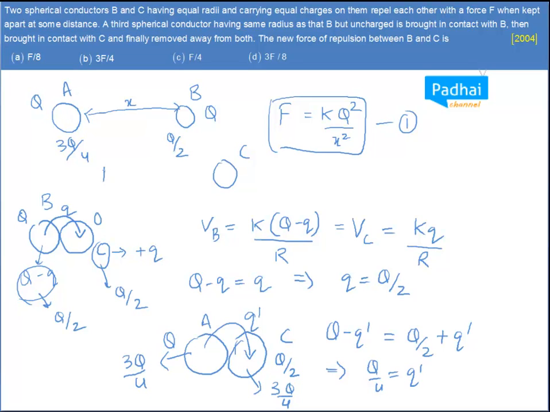So what is the force F dash, if I talk about, this will be K into 3Q by 4 into Q by 2 upon x square. The distance is same. So let us mark it as 3 by 4 into 1 by 2, right? Now this part is what? This is initial F. So that means 3F by 8, right? So this is the correct answer. That means D option is correct.